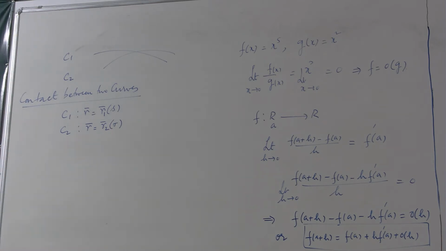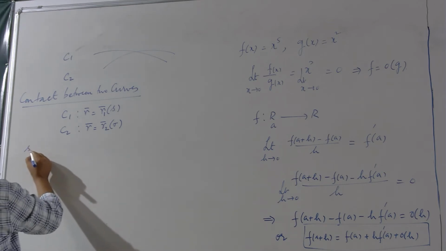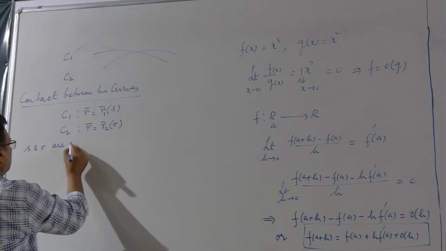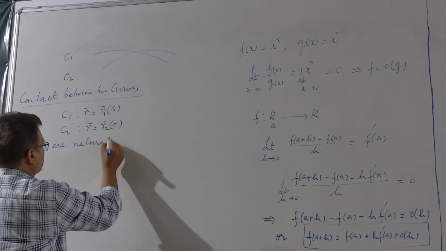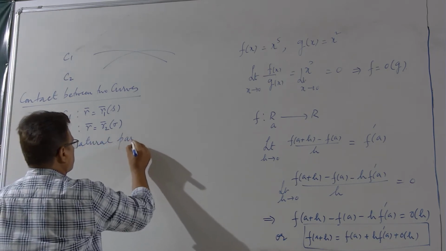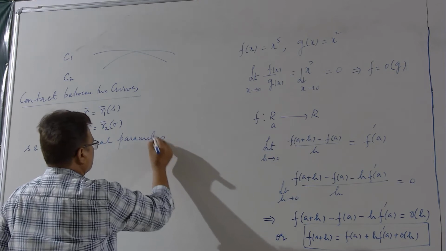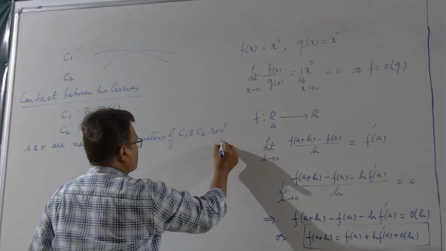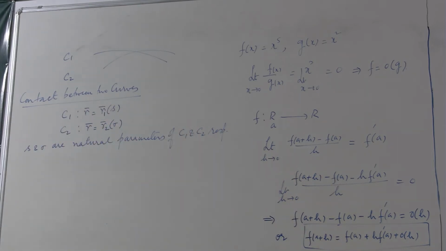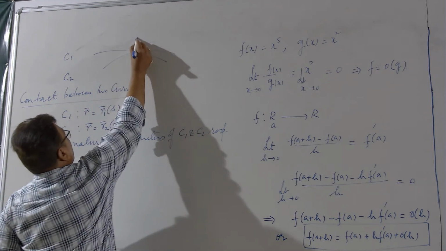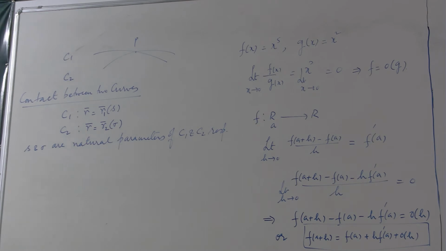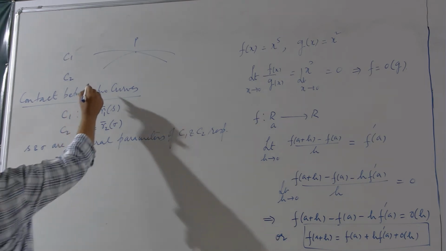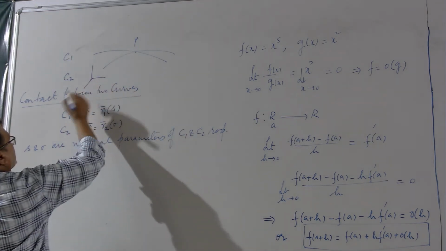Here s and sigma are the natural parameters of C1 and C2 respectively. Suppose they intersect at a certain point P, and these two curves are space curves. So, they lie in the space R3.